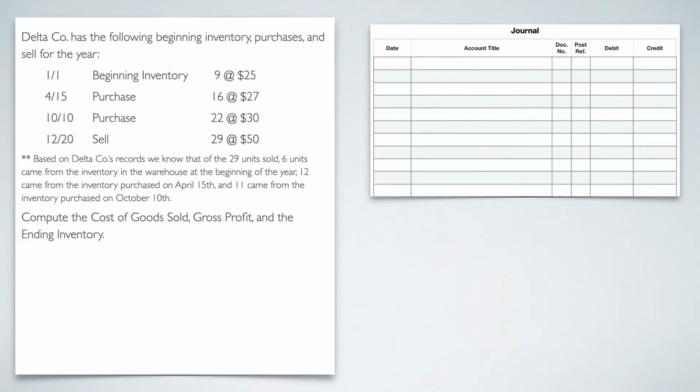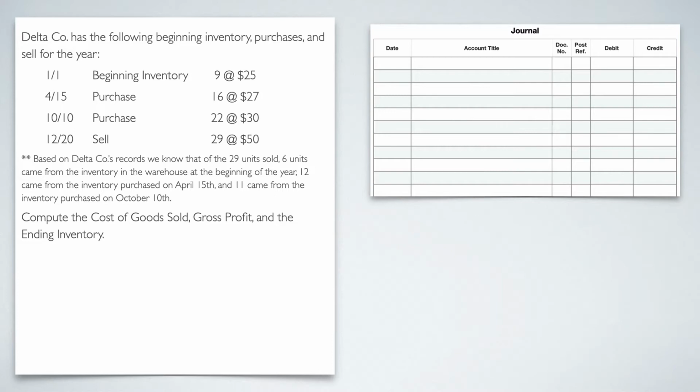So we're going to be dealing with Delta Company. Delta Company has the following beginning inventory, purchases, and sales for the year, and it gives it to us. Then it says, based on Delta's records, we know that of the 29 units sold, 6 of them came from the inventory that was already there at the beginning, 12 of them came from the inventory purchased on April 15th, and 11 of them came from the inventory purchased on October 10th.